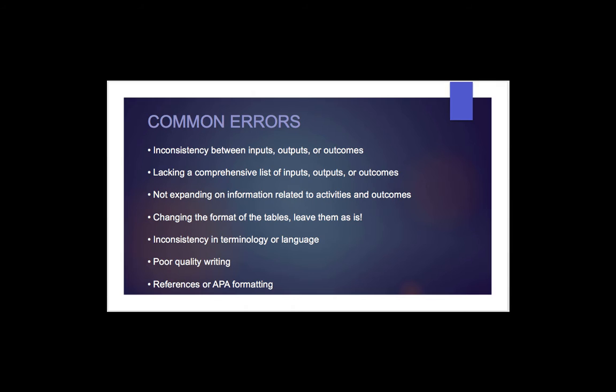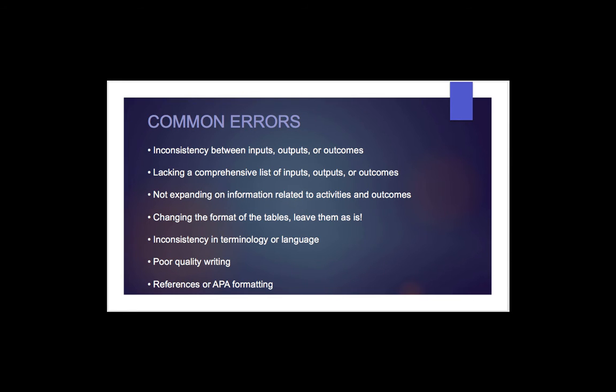As always, remember that there is a 10% deduction of total points if team members fail to follow directions, technical guidelines, or APA formatting. Now that we have discussed the rubric, here are a few common errors. Review these so that you and your team members do not miss points. First is the inconsistency between inputs, outputs, and outcomes. Next, we have not expanding on information related to activities and participation, so not clearly identifying what your participants are doing. Next, we have lacking a comprehensive list of inputs, outputs, and outcomes, so they could be expanded on.